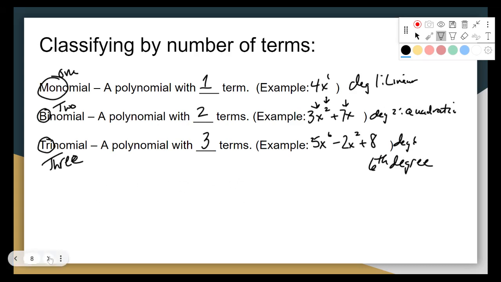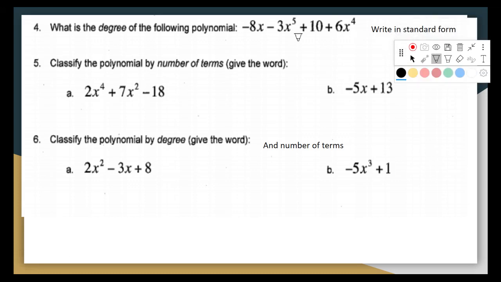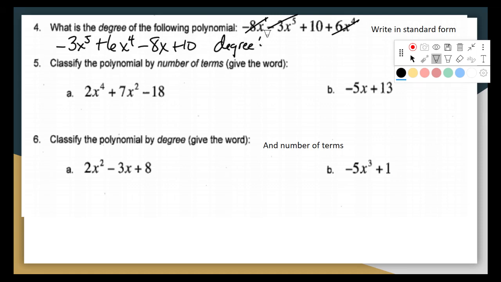All right, let's try to put everything together. Let's find the degree of this polynomial. We're going to write it in standard form first. We're going to put it in order, biggest variable exponent to the smallest. So we start with negative 3x to the 5th. Then we have plus 6x to the 4th. And next is going to be negative 8x, that's to the first. And then plus 10, it's last. What's the degree? Biggest variable exponent is 5. We just call it 5th degree.